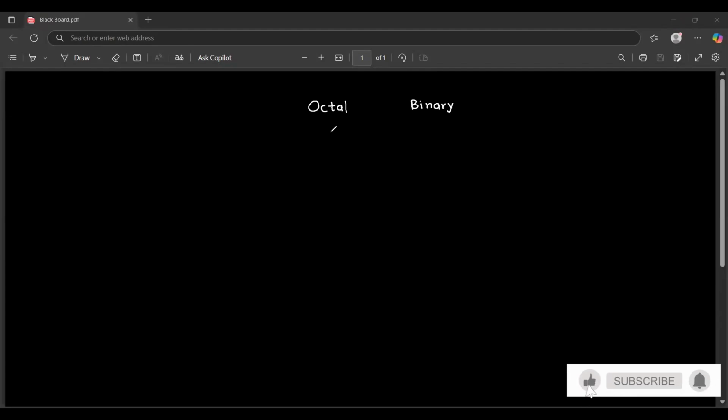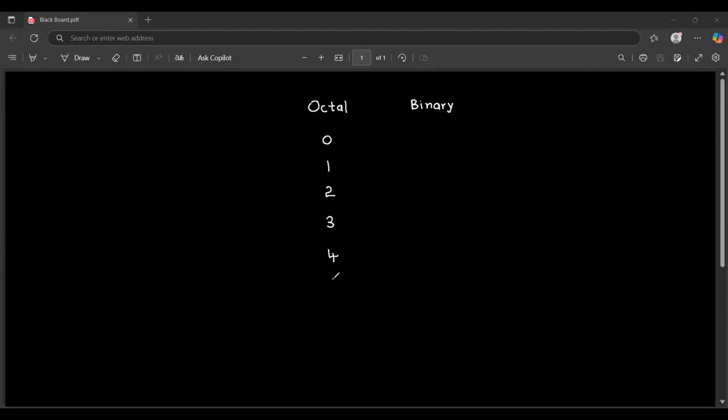In octal numbers, we know there are 8 digits. This table is going to work like an encoding. For a specific octal number, there is a specific equivalent binary number, and for a specific binary number, there is a specific octal number. So let's talk about the digits in octal. We have 0, 1, 2, 3, 4, 5, 6, and 7. These are the 8 digits in the octal number system.